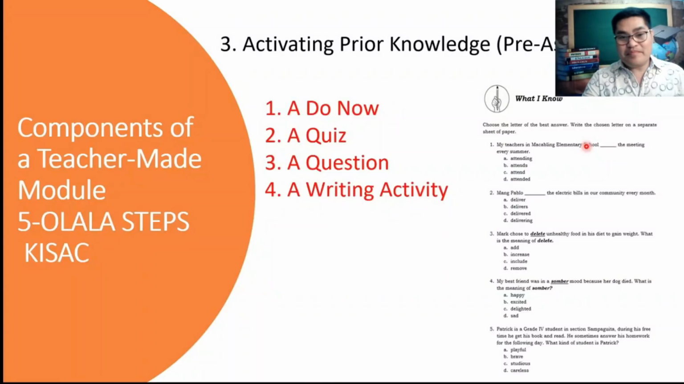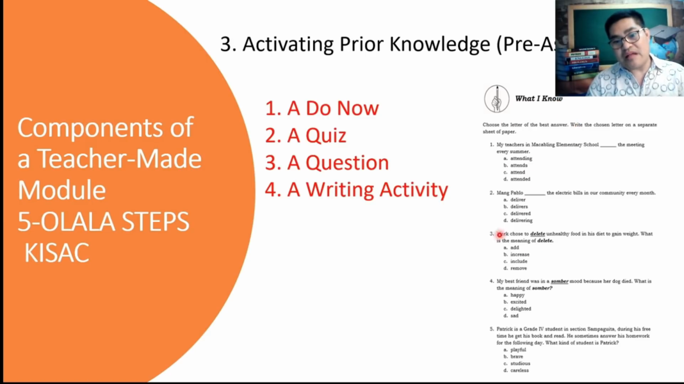And the third step in the OLALA steps is A, which is activating prior knowledge. So when we say activating prior knowledge, what are the prerequisite skills that students need in order to go to the next level? So in activating prior knowledge, or basically it's a pre-assessment, you can do a do now, a quiz, questions, or a writing activity. So for example, this pre-assessment or activating prior knowledge I lifted in a DepEd's module, you can see what I know. So what the students need to know.